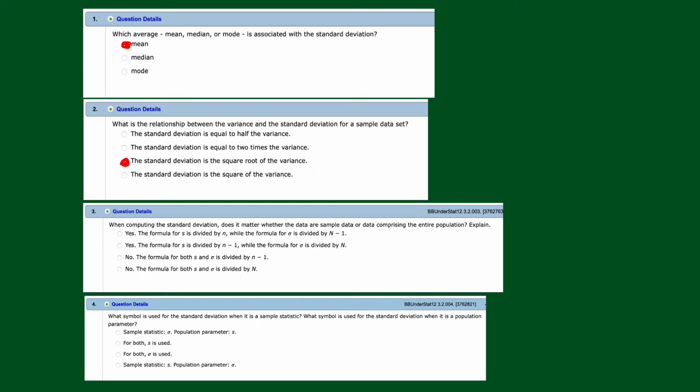What's the first one here? Yes. Okay. Well, it does matter, so we can cross these 2 bottoms out. Which one is it going to be here? Yes, the formula for S is divided by N. This is the opposite. It goes this way. The formula for S is divided by N minus 1, while the formula for sigma, population standard deviation, is divided by N. It's this second one here, so we will select that one.